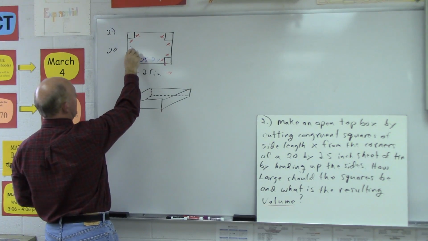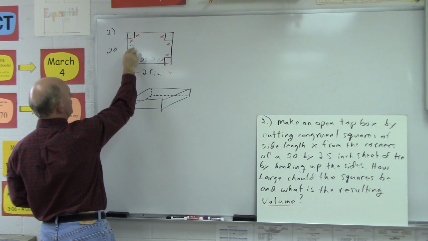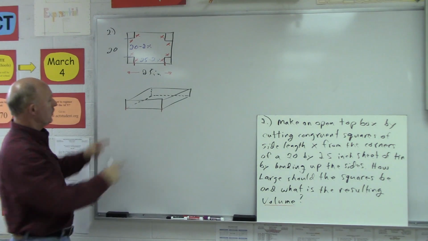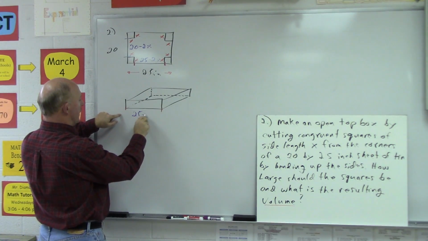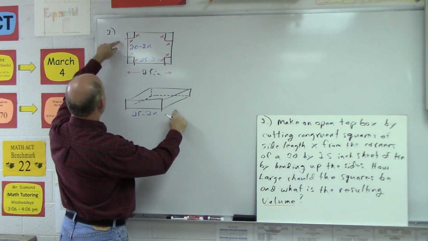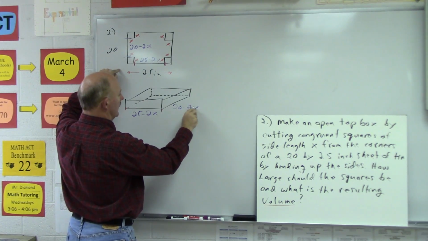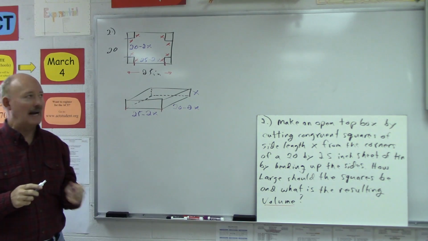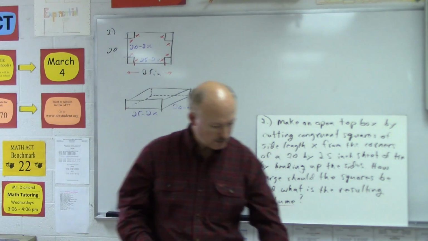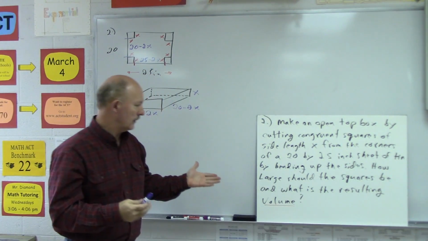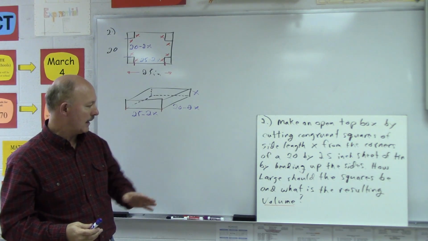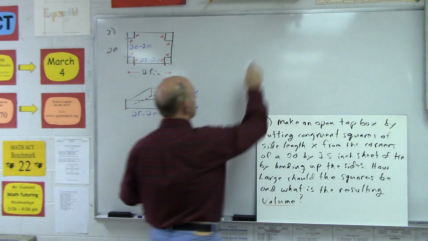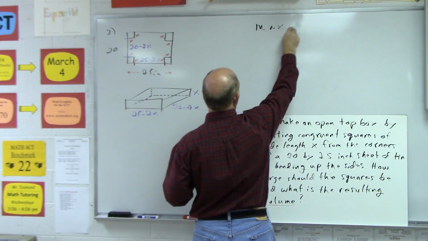And that means that this side right here, inside from here to here, should be 20 minus 2x. So this side right here will be 25 minus 2x. The other side here will be 20 minus 2x. And when you bend that up, that's going to be our height. Now, once again, it says, how large should the squares be, and what is the resulting maximum volume? So we're looking for the maximum volume here again.